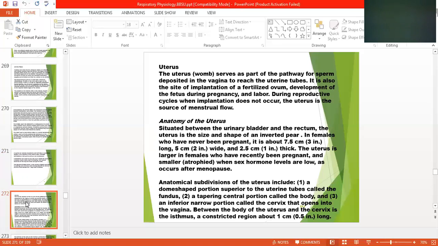Now, we will talk about some anatomy of the uterus. What is the uterus? The uterus is the womb. We also call it the womb.